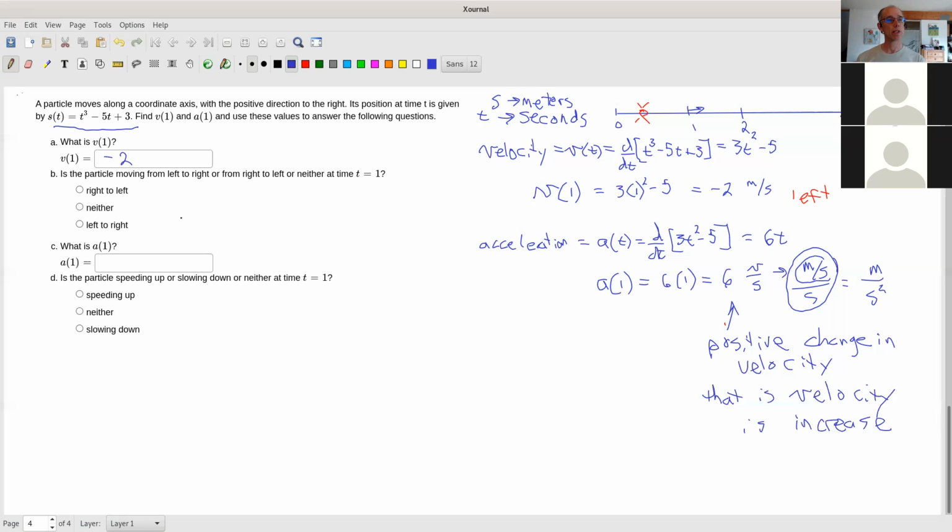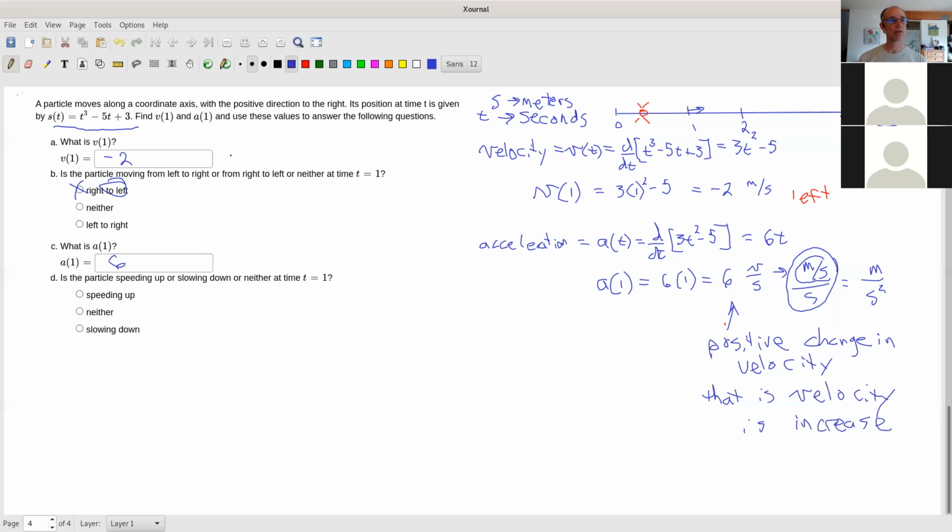And that tells me that the particle is moving, let's see, right to left. It's going to the left side, if positive generally means to the right, which it does. All right, so that would be my answer right there. It's heading to the left. The acceleration at that moment was 6.